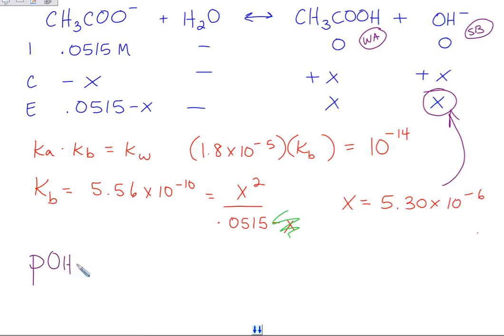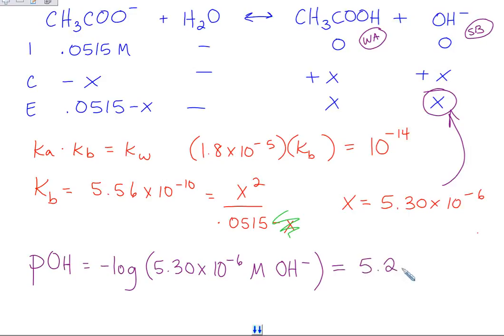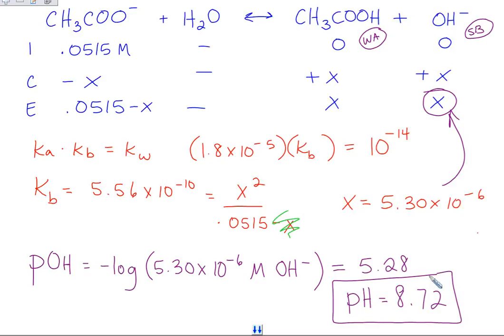pOH might be the easiest route. That's a p. Opposite log of the hydroxide, the 5.30 times 10 to the negative 6th. So plug that in. 5.28. And then we can just subtract that from 14 to get the pH. The pH is about 8.72 maybe. And then we ask ourselves, does this kind of make sense?